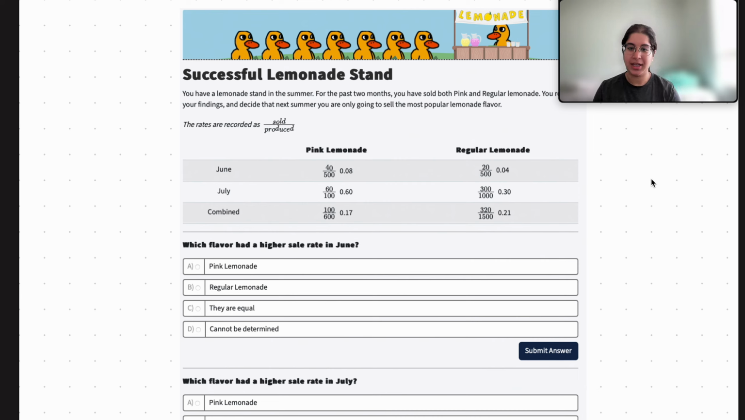In this video we are going to be learning how to analyze Simpson's paradox in some scenarios that we have. So let's go ahead and get started.